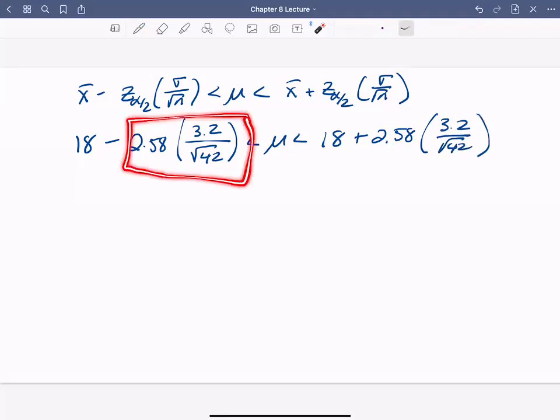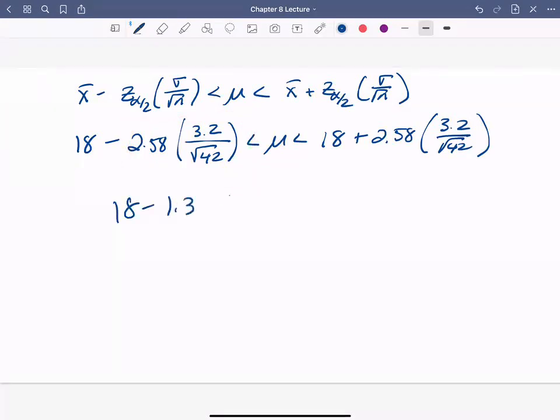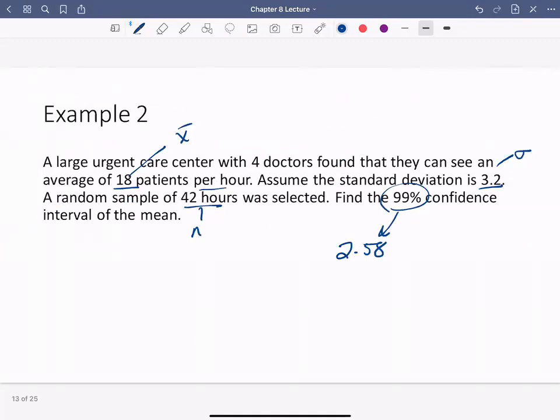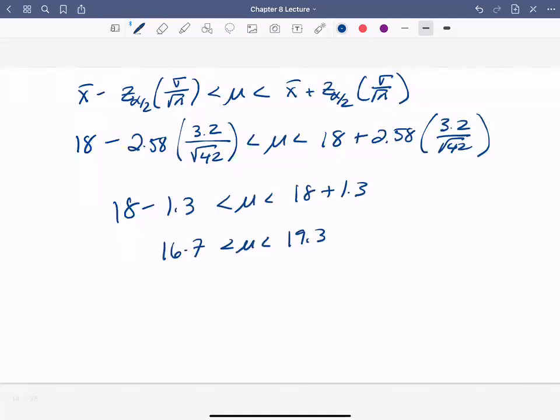Handy dandy calculator right there. This gives you 18 minus 1.3, which means 18 plus 1.3. This gives you 16.7, less than mu, less than 19.3. But you have to think about, the average talks about the number of patients they see. Again, it says per hour. So can you see 16.7 patients or 19.3 patients? That's not possible, right? We could say they see on average, the average would be between 16.7 and 19.3 patients per hour if we're talking about an average.